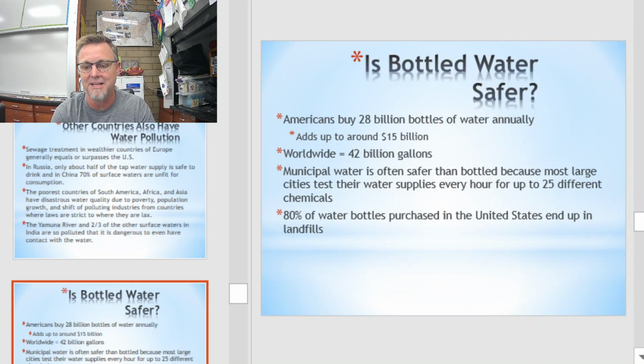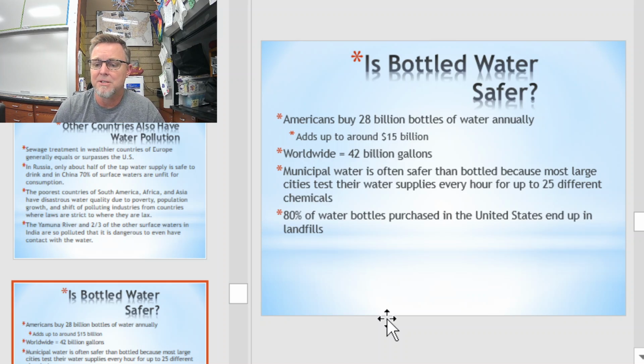Is bottled water safe? Well, Americans buy 28 billion bottles of water annually, which adds up to around $15 billion. Worldwide, 42 billion gallons of water are bottled. 80% of bottled water purchased in the U.S., literally just the bottles end up in landfills. And when you think about what water is being put in this bottled water, at the end of the day, most of it is from a municipal source, which basically equals tap water, and people don't realize what they're drinking.